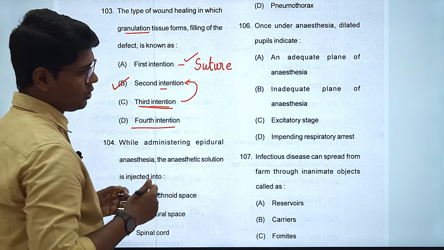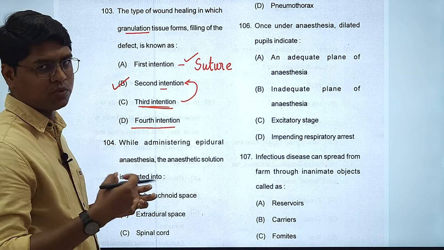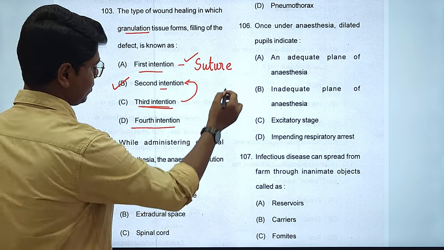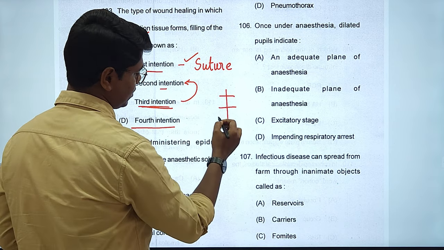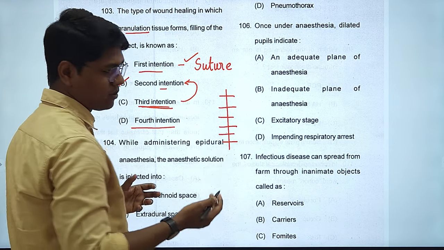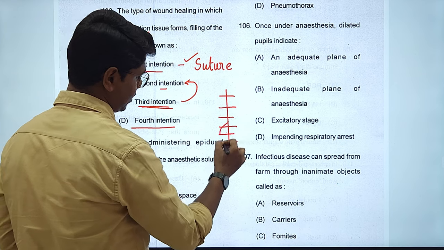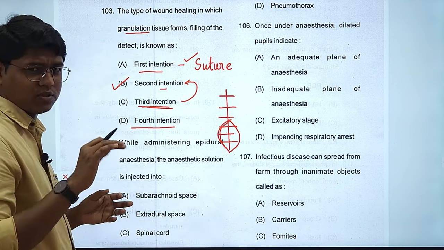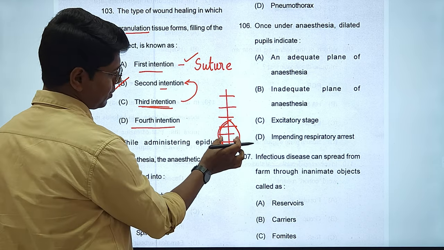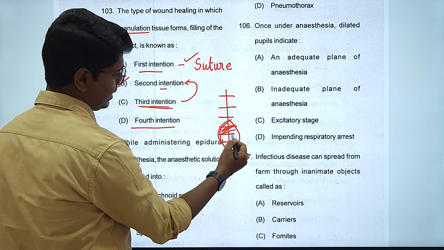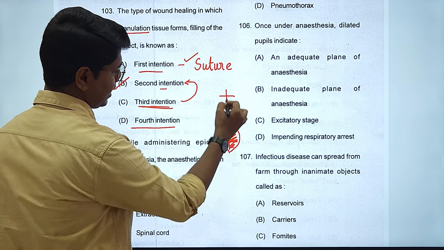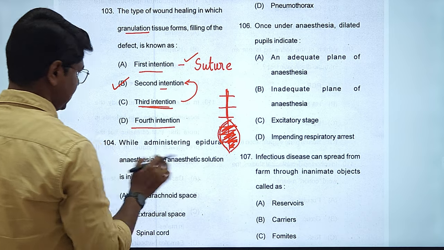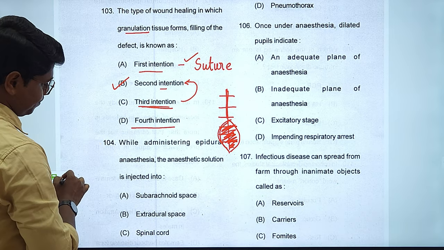Fourth intention is when a sutured wound which would have healed in first intention is partially disrupted. Suppose this is the suture line, you have done the suturing like this, but due to some mutilation or some problem, this particular suture line has been destroyed, or the sutures have ruptured. So this portion is open and will heal by second intention, and this portion will heal by first intention. This is fourth intention healing, partially first, partially second.